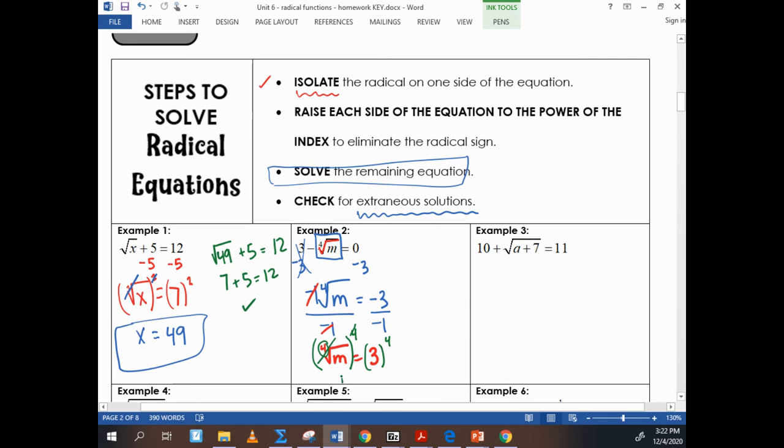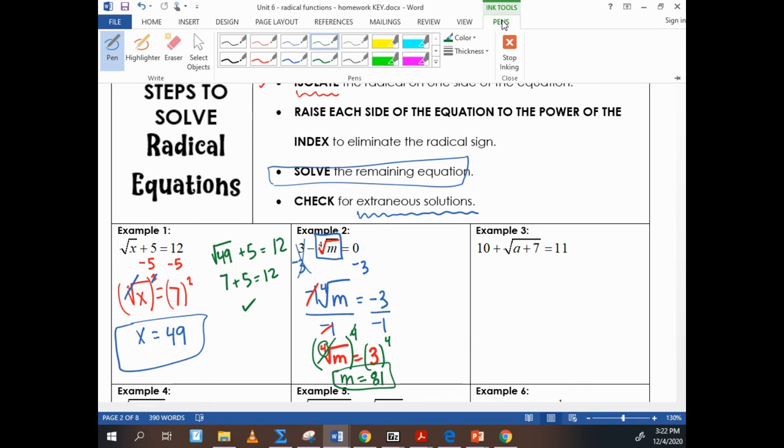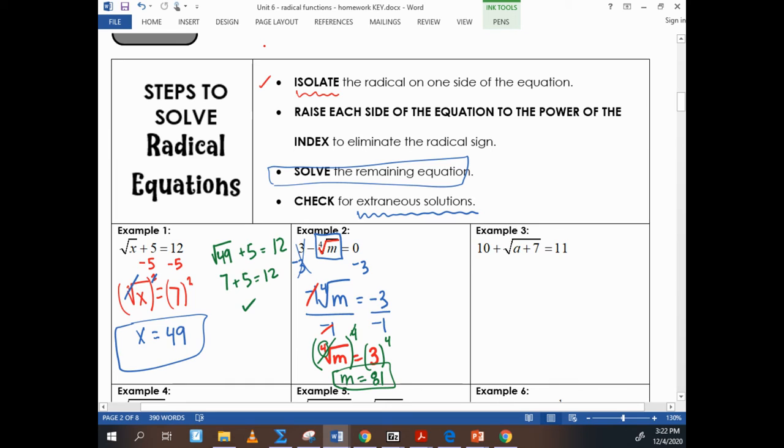So I'm left with just an m is equal to, and then in your calculator, 3 times 3 times 3 times 3, 3 to the 4th is just 81. Good. Again, we probably should have checked it before we circled it. Let's go ahead and plug this into our equation. We have 3 minus the 4th root of 81. Is that equal to 0?